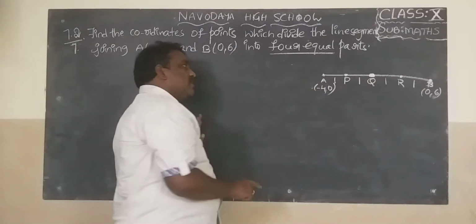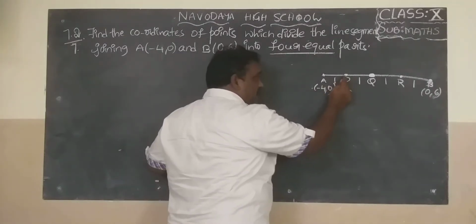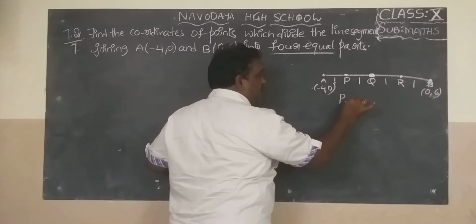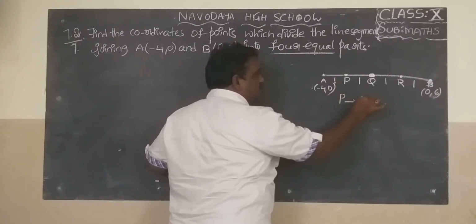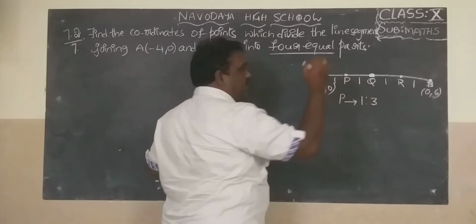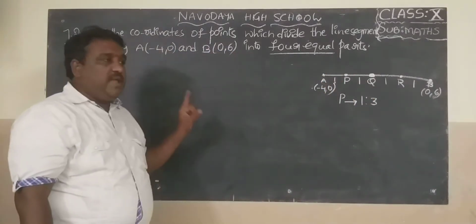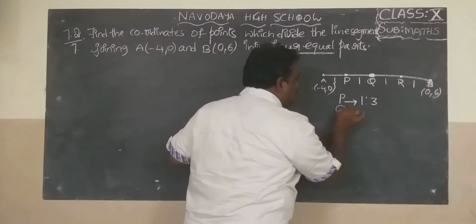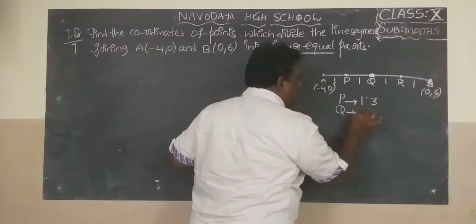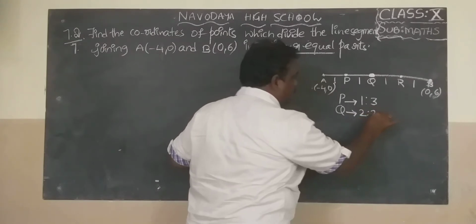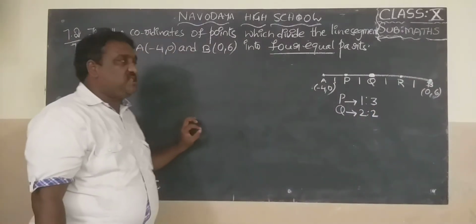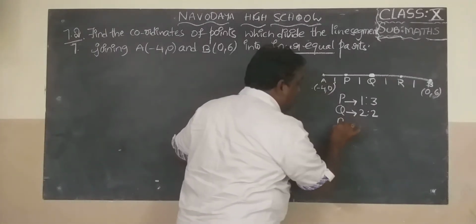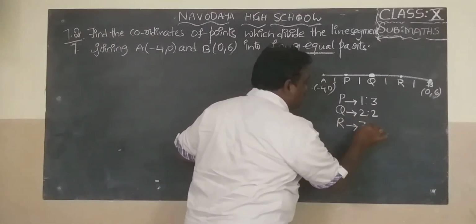Another one. P divides AB in the ratio 1:3. Okay na? Q divides AB in the ratio 2:2. R divides AB in the ratio 3:1.